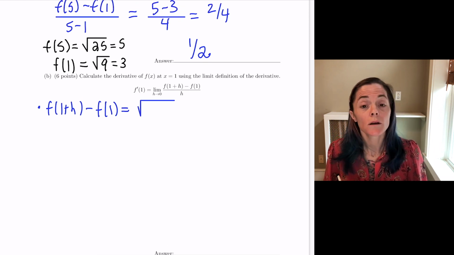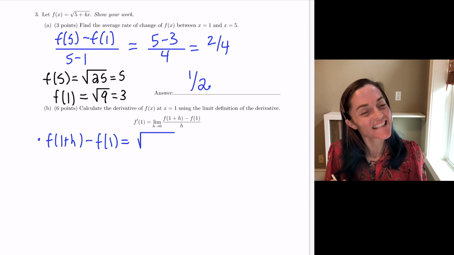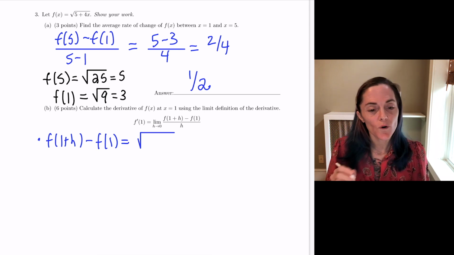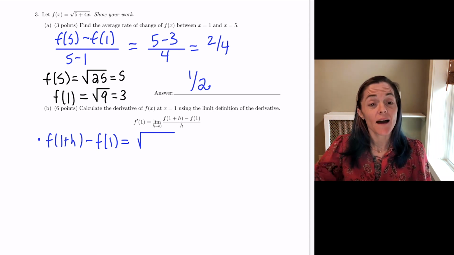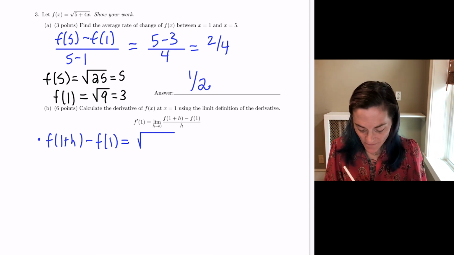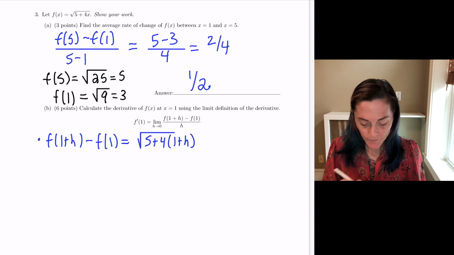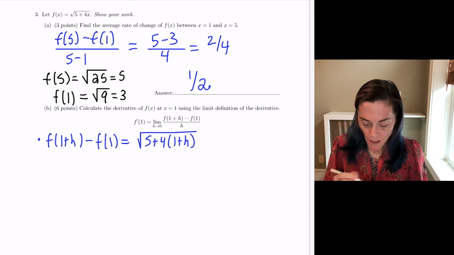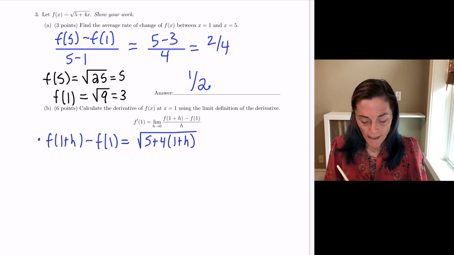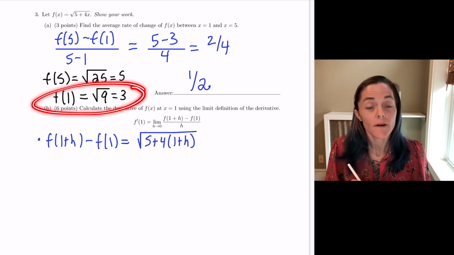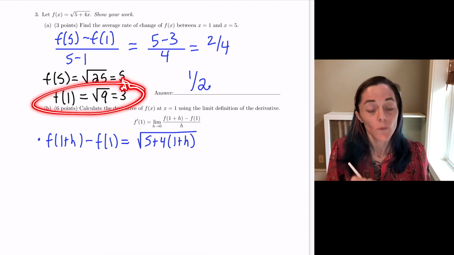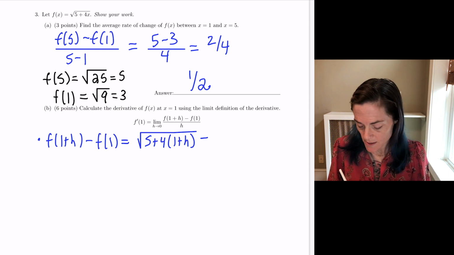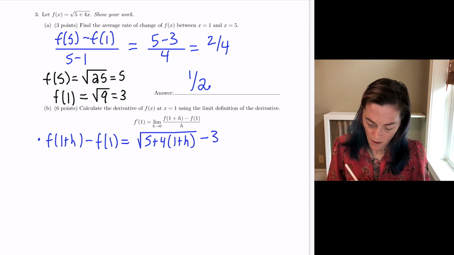Well, my function, let me move this up so we can see it again, is the square root of 5 plus 4x. Okay, first, evaluate at 1 plus h. We have 5 plus 4 times (1 plus h). Then evaluate at 1. In a way, you see we've already evaluated at 1. We get 3. So minus 3.